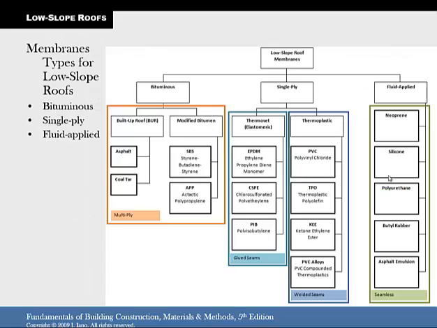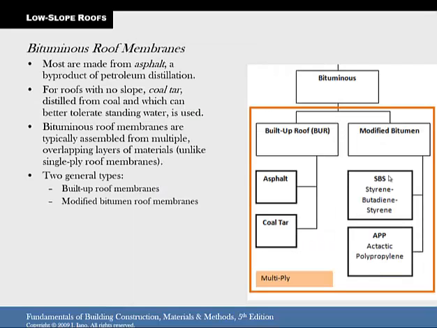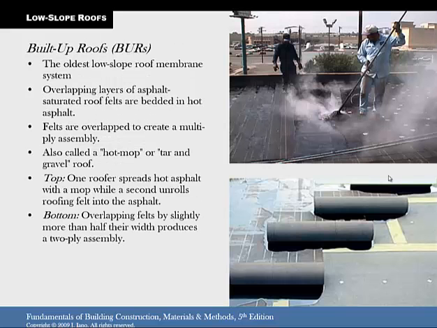These are the different types of membranes for low slope roofs, which is anything under 2 and 12, remember. You've got the bituminous, which is built up or modified bitumen. You've got the single ply, which is elastomeric or thermoplastic, and then you've got fluid applied, which is the neoprene, silicone, and all those. And it goes into detail. I'm not going to read them all to you because that's something you can study in your reading, or you can go back through these slides and read it. It describes each one of these, and they all have specific purposes for why you would use them or not.